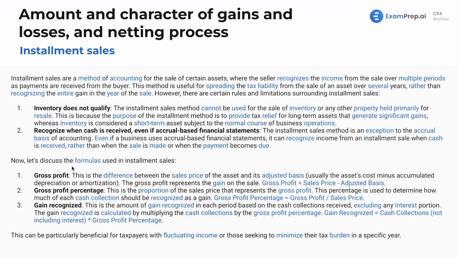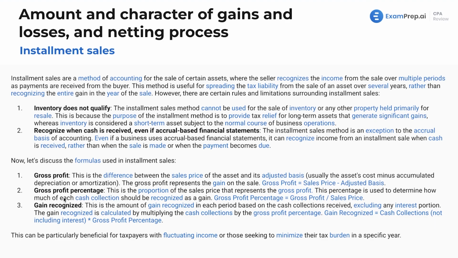All right, now we're going to discuss the formula used in installment sales. We did talk about how we're going to use the gross profit percentage, and let's see how we do that here. Well, gross profit is the difference between the sales price of the asset and its adjusted basis, which is usually, as we've seen, the asset's cost minus accumulated depreciation or amortization. The gross profit represents the gain on the sale. There we go. Nice simple formula. Classic accounting formula you should definitely know.